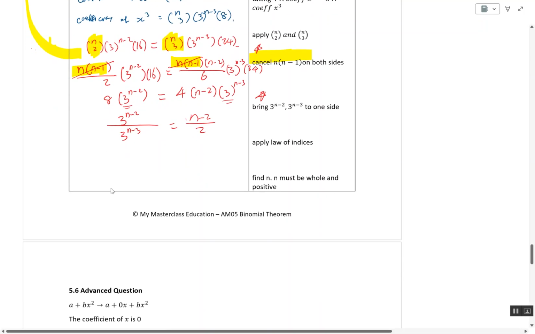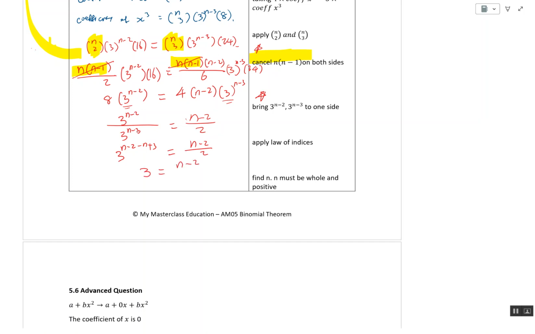When I combine my powers, or apply my laws of indices, divide is minus. So over here I end up with n minus 2 minus n plus 3, because minus minus is plus, equals n minus 2 over 2. You realize the power n here actually cancels out. I'm only left with 3. So now you solve for the n here. Basically just multiply the 2 over, and then you bring the negative 2 over. And that's how you solve for your n term.